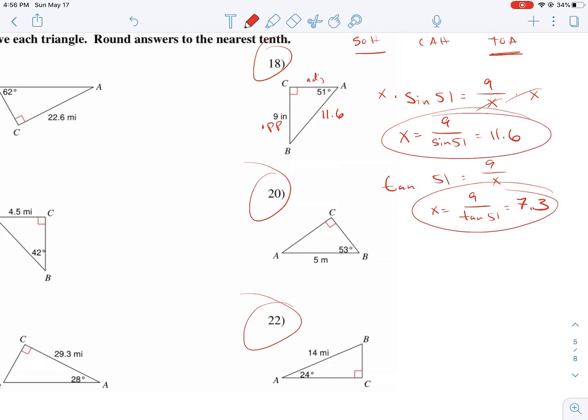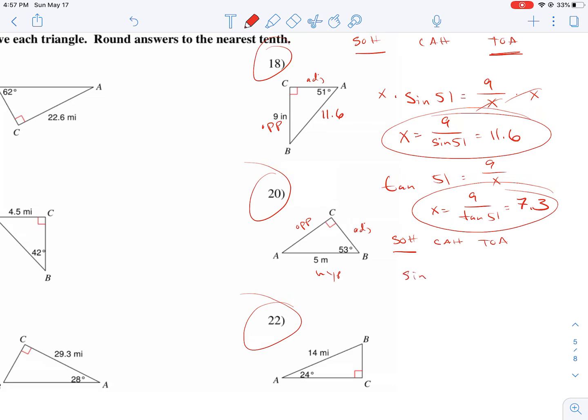Our second one, let me write this back in here again. SOH CAH TOA. All right, so this is our hypotenuse. This is our opposite. This is our adjacent. And so the first one, I'm going to find my opposite side. So sine involves opposite and hypotenuse.